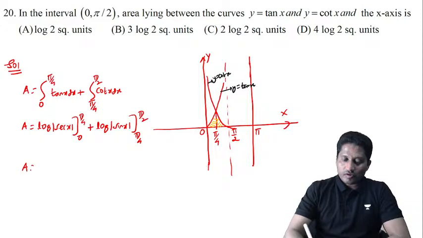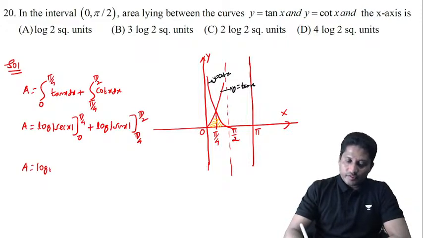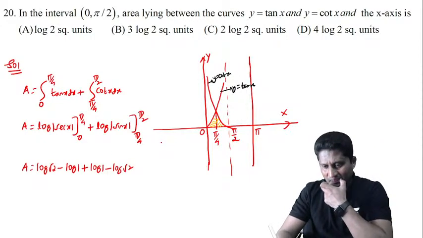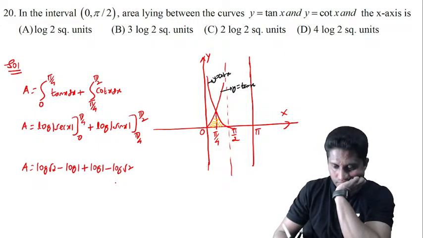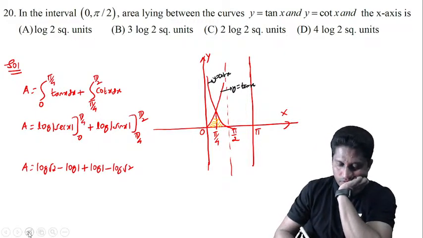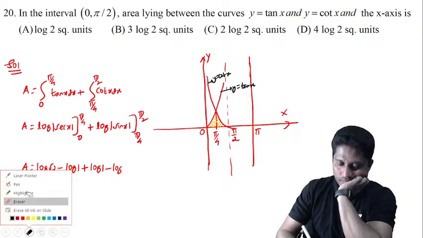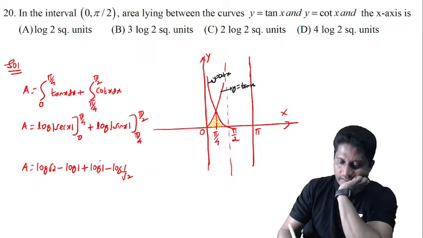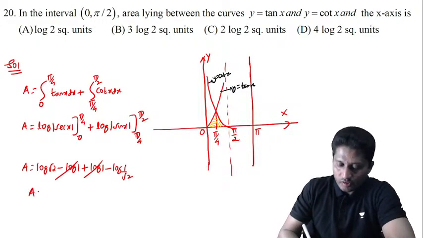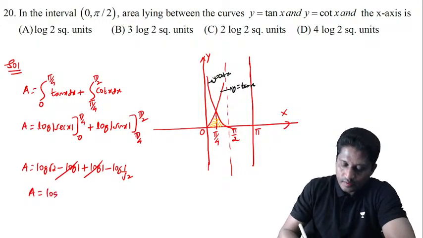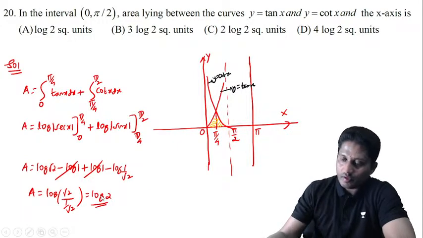Area is equal to log of sec 45 is root 2 minus log of sec 0 is 1, and upper limit sin 90 is 1, minus log of sin 45 is 1 by root 2. Anyways, this will cancel. Log m minus log n is log m by n, right? Log of root 2 by 1 by root 2. This goes to numerator as log of root 2 into root 2 is 2. Answer will be log 2, first option.